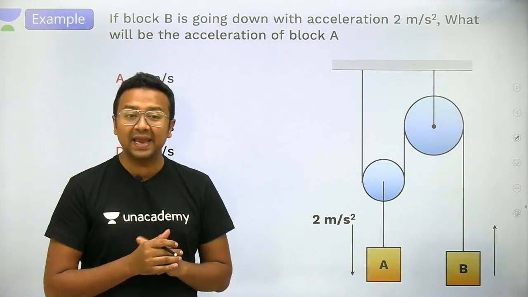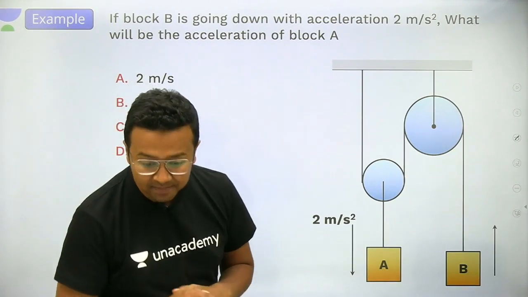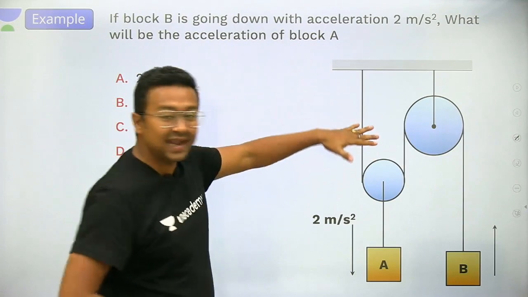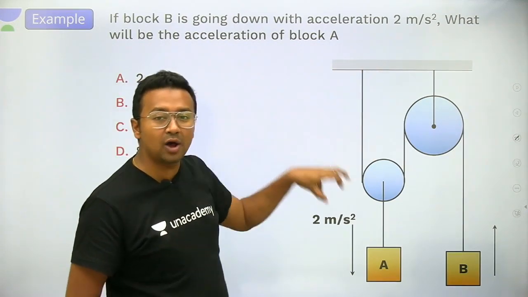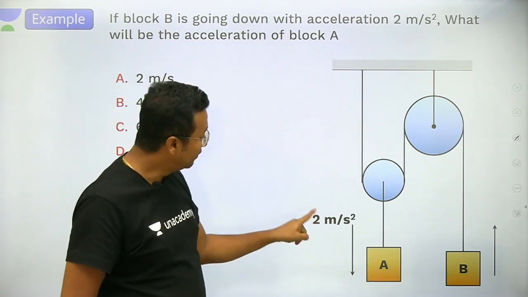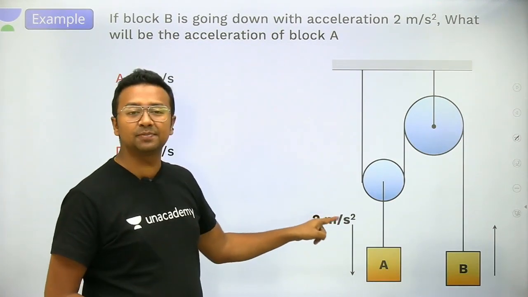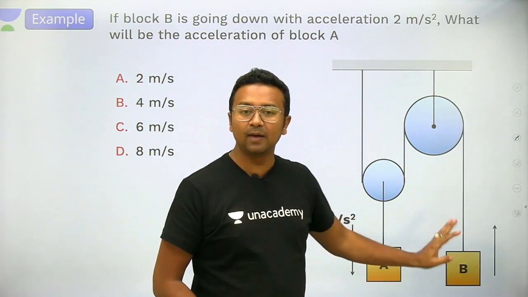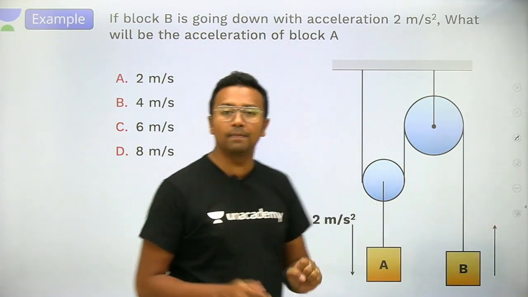So should we begin solving this problem? Let's move ahead. Now they are saying that this is a pulley block arrangement system. Block A is moving up with an acceleration of 2 meters per second square. Then what will be the acceleration of block B?